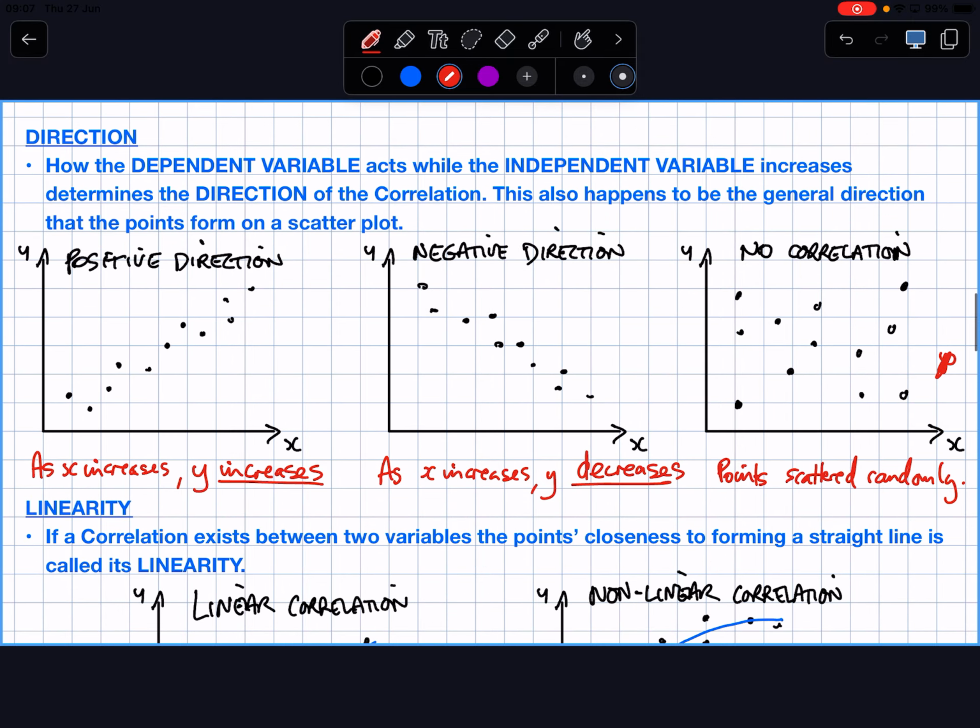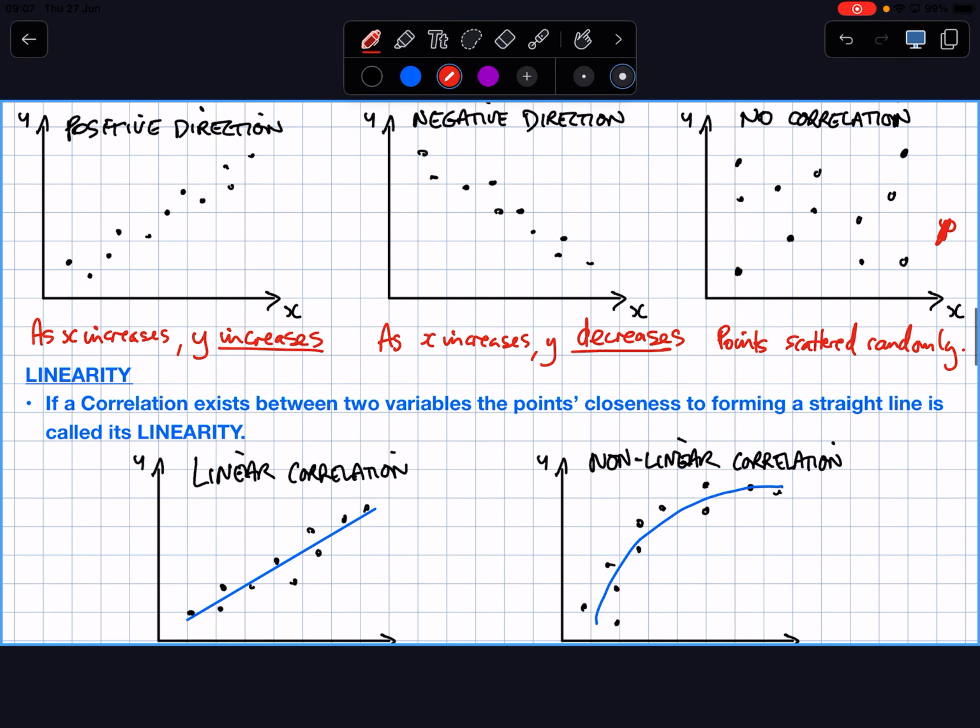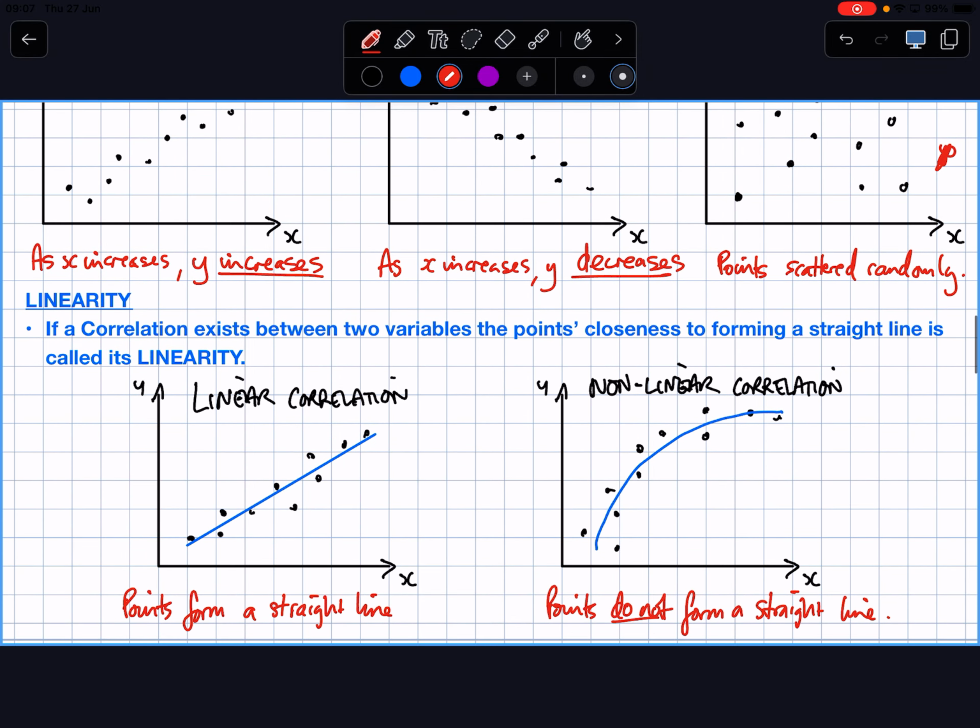Linearity is pretty common sense, but I'm going to teach it anyway. So this is the second of 5 things that describe a correlation. If there's a correlation between two variables and they form a straight line, that describes its linearity. So do you agree that these dots here, could I trace a straight line through that? So you could say that's a linear correlation.